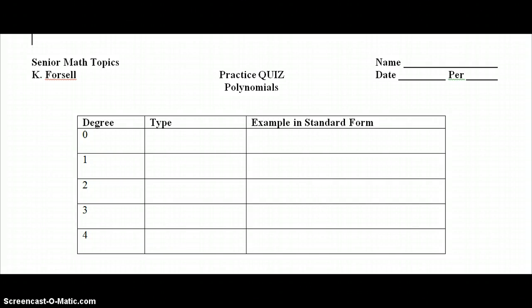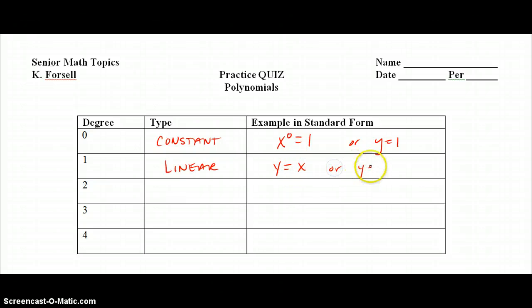When you classify your polynomials, we do it by the degree. So if we have a degree of 0, that's called a constant. An example would be x to the 0 equals 1, or y equals 1. A polynomial with a degree of 1 is linear, and an example would be y equals x, or y equals x plus 2.